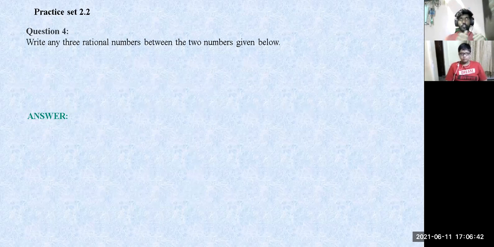Now, before continuing this sum, I want you to repeat the definition of rational numbers. Two definitions. Tell me both the definitions of rational numbers. Numbers which can be written in P upon Q form and Q does not equal 0. And the second definition?